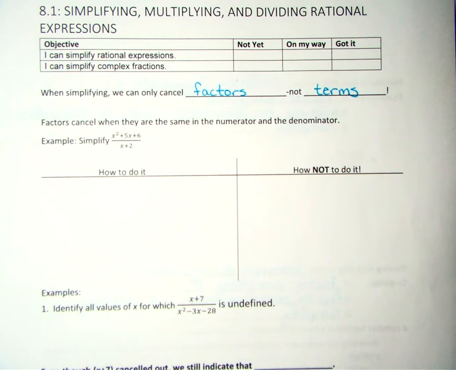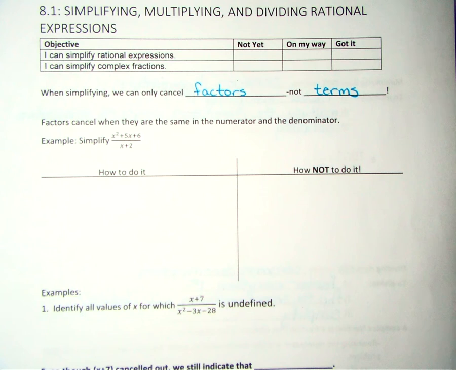Section 8.1, Simplifying, Multiplying, and Dividing Rational Expressions. So a rational expression is just a fancy way to say fraction. And when we are simplifying these fractions, we can only cancel out factors and not terms. Now, a factor is something that is multiplied by the rest of the rational expression.